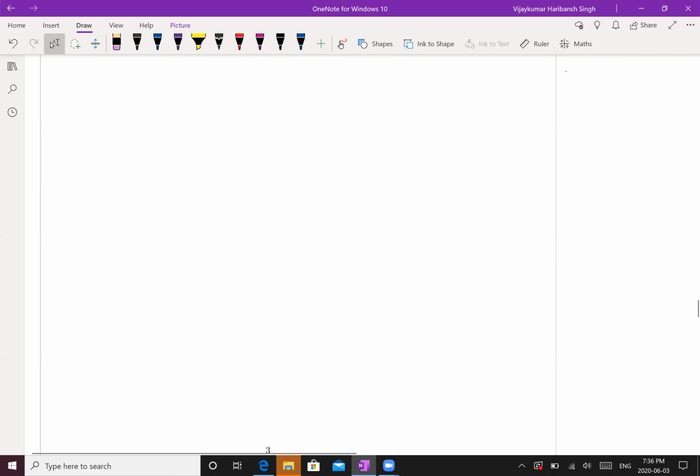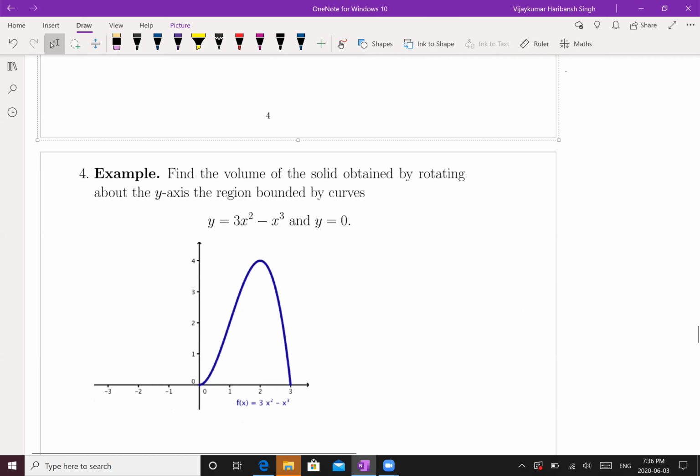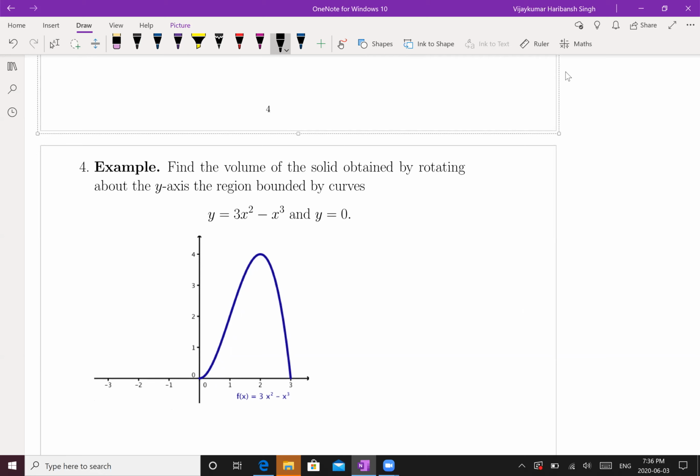So let's look at an example. Find the volume of the solid obtained by rotating about the y-axis the region bounded by the curve y equals 3x squared minus x cubed and y equals 0. So first you will find a typical shell. A typical shell will be of this height, x, then you rotate it, and it will look like that.